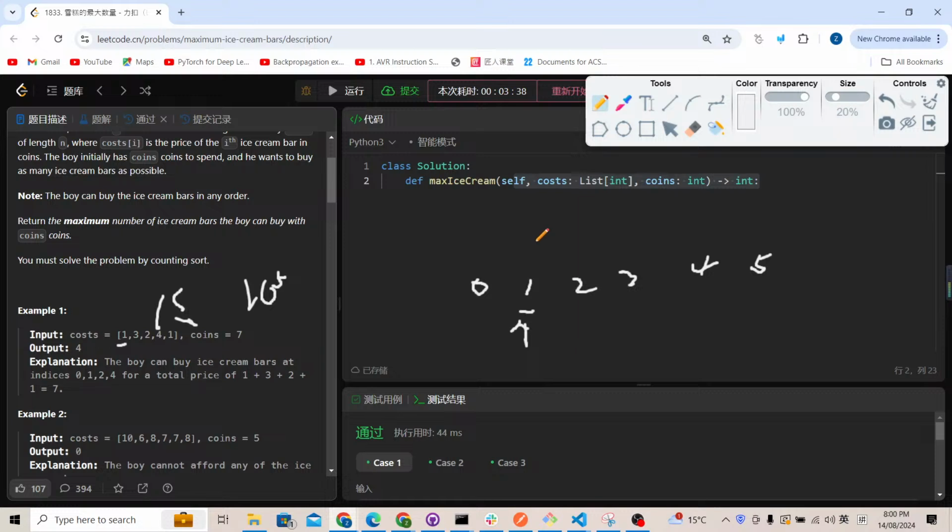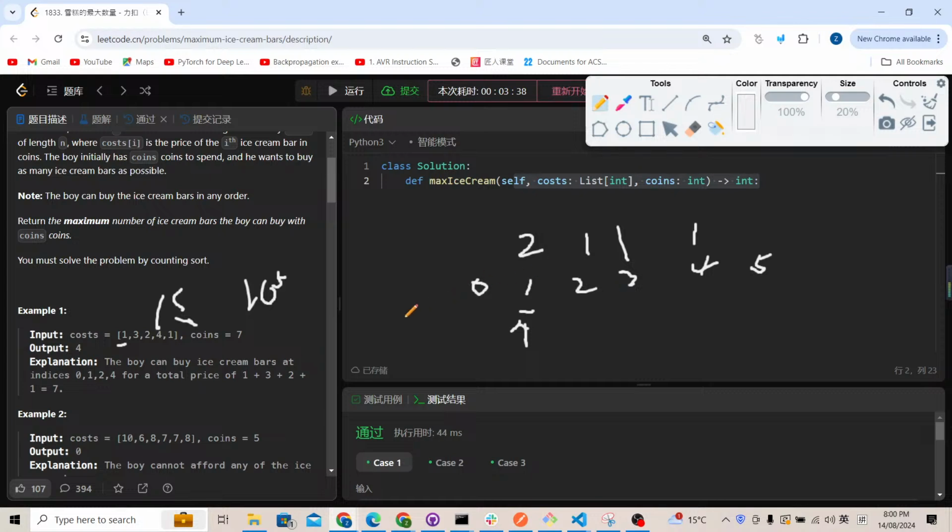So how many 1s? There are 2, because this one and this one. How many 2s? There's 1. How many 3s? There's 1. And how many 4s? There's 1. So this is our array. Now we're going to loop through this array to check the maximum number of ice cream bars we can buy.